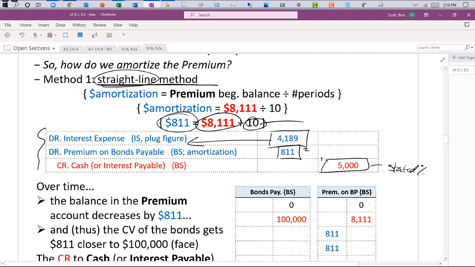Think about it like this, right? The market wanted 8% per year, or roughly, when you divide that by 2, about 4% every 6 months. This represents 5% every 6 months. Why are we paying them more? Well, we're not. We're actually not paying them more. This 811 extra that's going into the payment, it's actually coming from them.